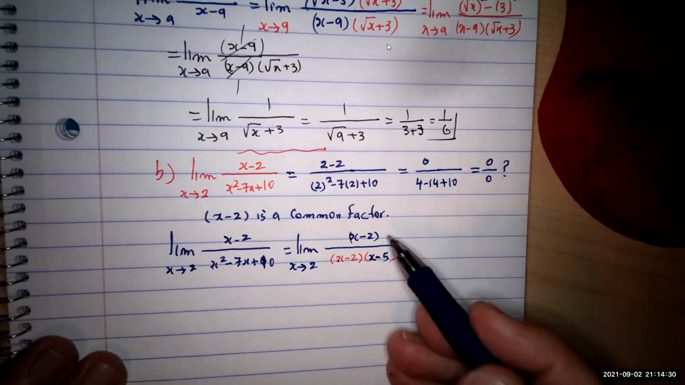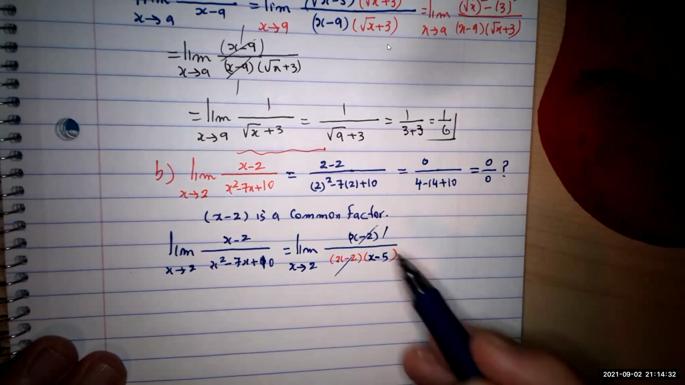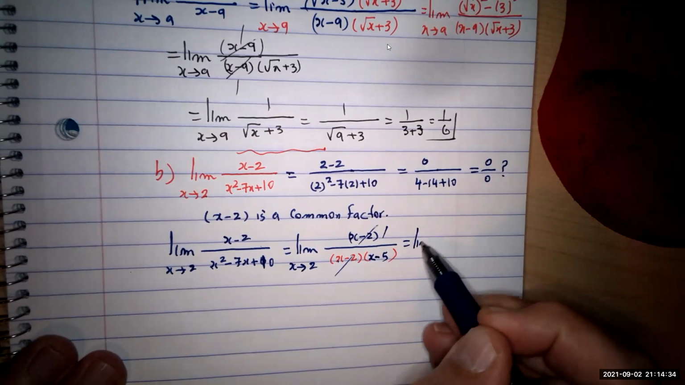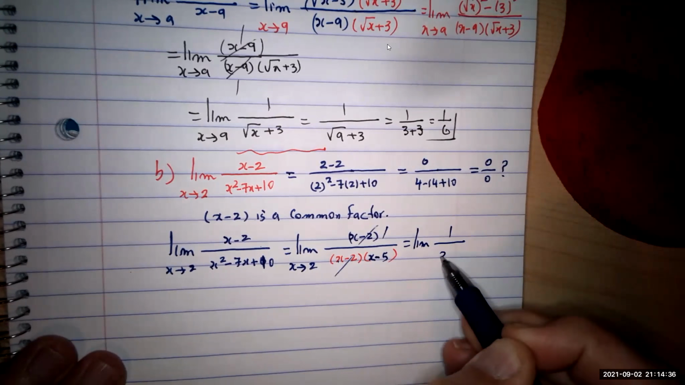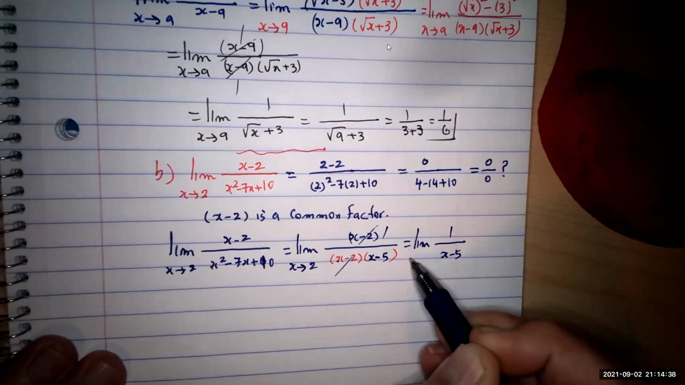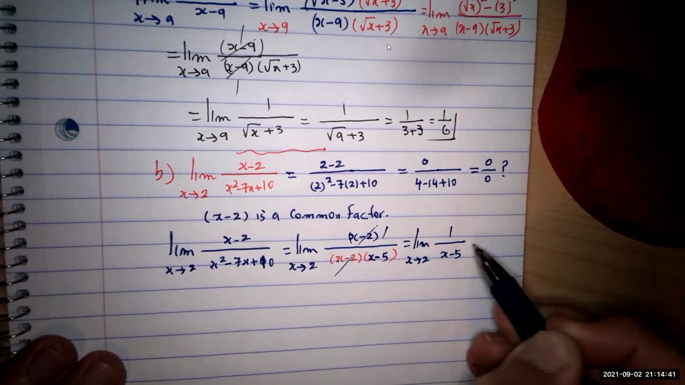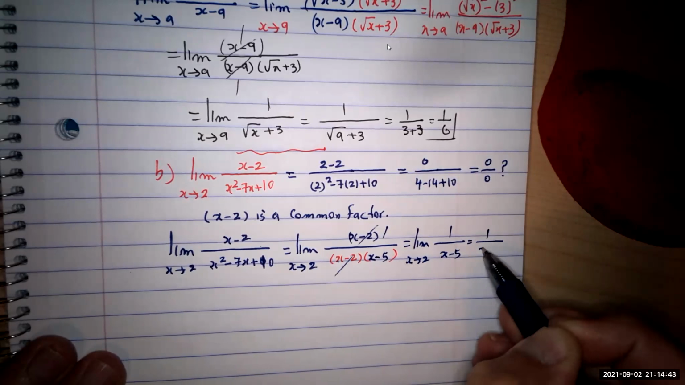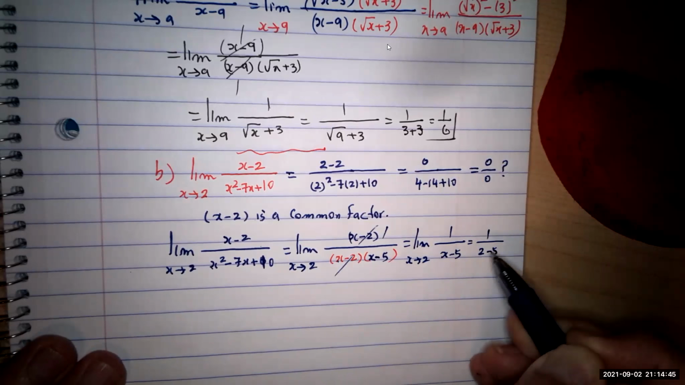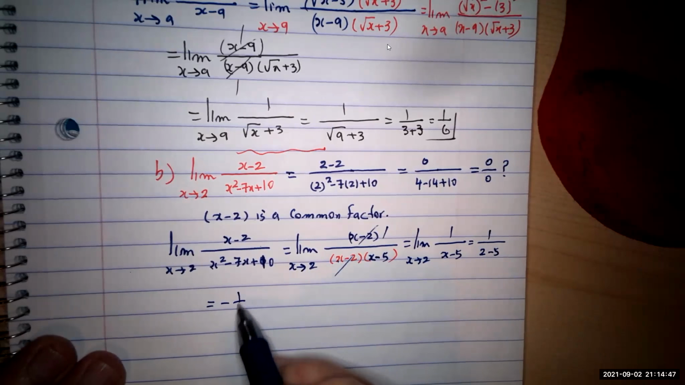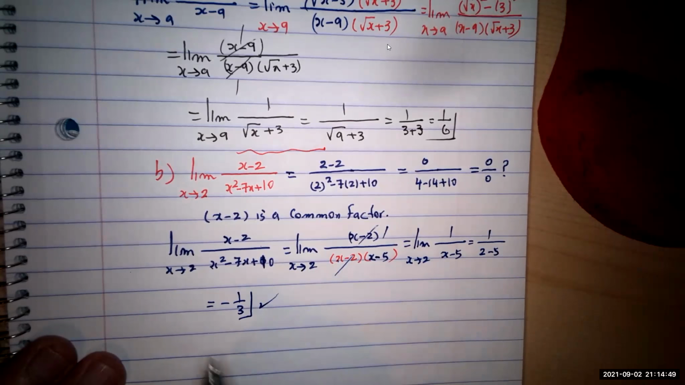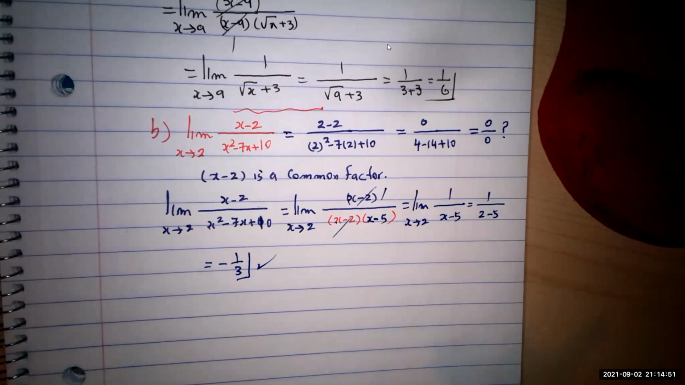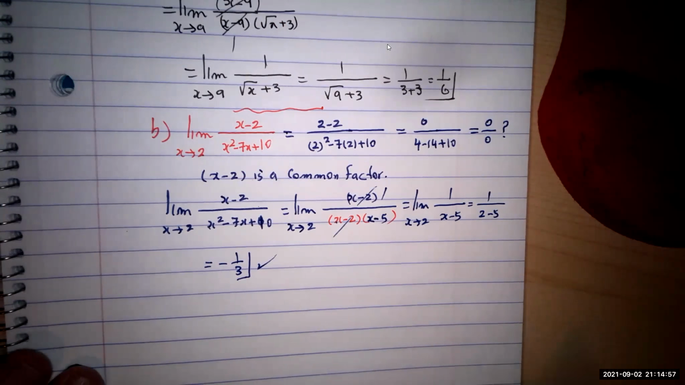Now we have the common factor, eliminate it. The top would be 1, so you have the limit of 1 over x minus 5 when x goes to 2. Substitute to get the result: 1 over 2 minus 5, which is going to be negative 1/3. The final answer. See, these are like the ones that we did before, so you should be able to find it right away. Question?